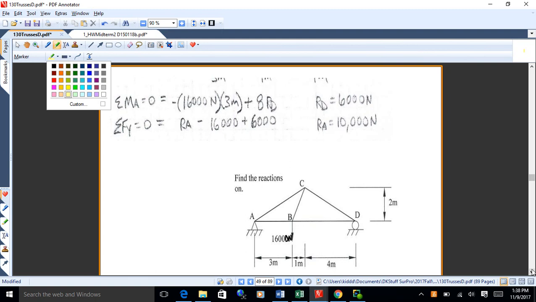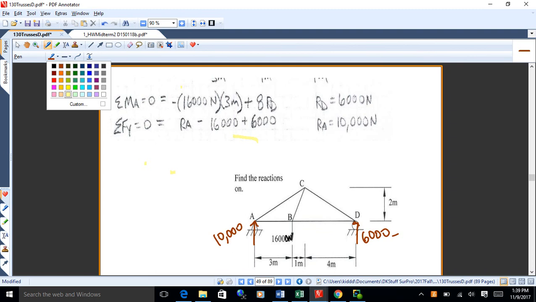So you're gonna have 16,000 times 3 clockwise, that's a negative, plus 8 RD pushing back, positive, so RD is 6,000, then a sum of FY to get the other, okay? So that's 6,000, 10,000. You okay with that? All right.